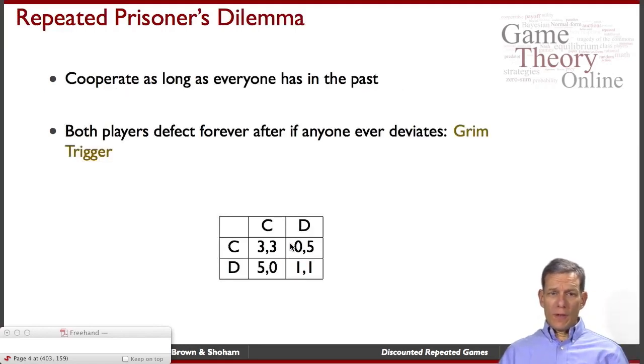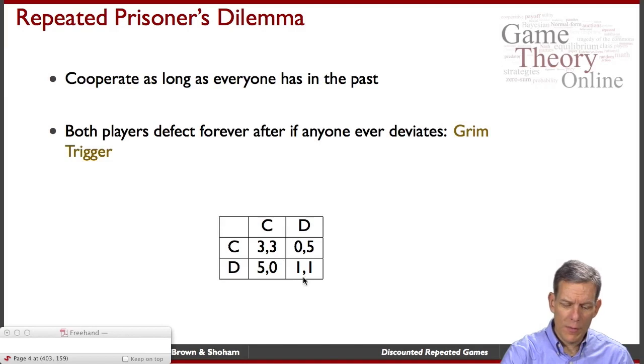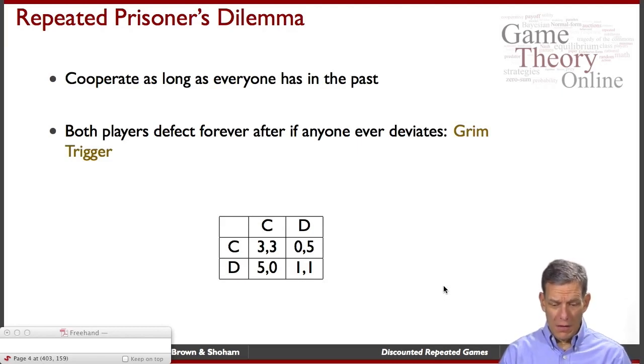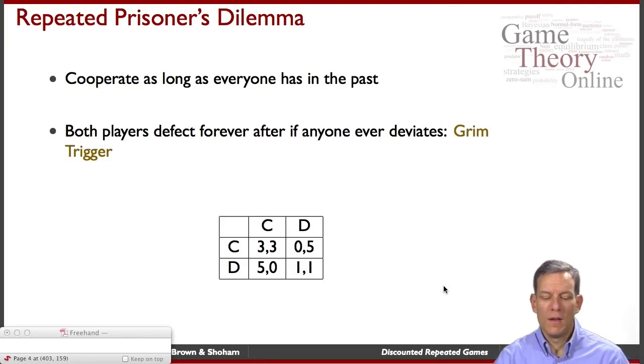Okay, so solving the repeated prisoner's dilemma, let's think about it a little bit in the context of discounting now. Let's suppose that what we want to do is sustain cooperation. So we've got our standard prisoner's dilemma. I put in payoffs here of 3-3 for cooperating, 5-0 for you defecting and the other person cooperating, and 1-1 if you both defect. So the only Nash equilibrium of the static game is defect, with payoff 1. We want to support 3-3 if we can. So cooperate as long as everyone has in the past, and defect forever in the future if anyone deviates.